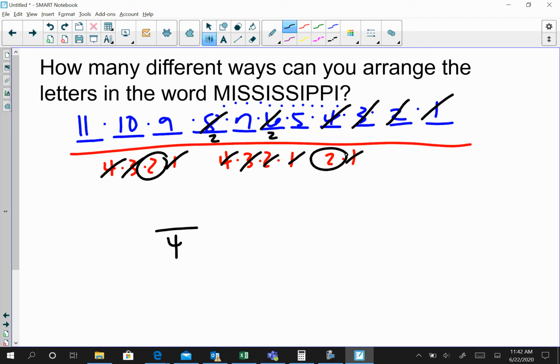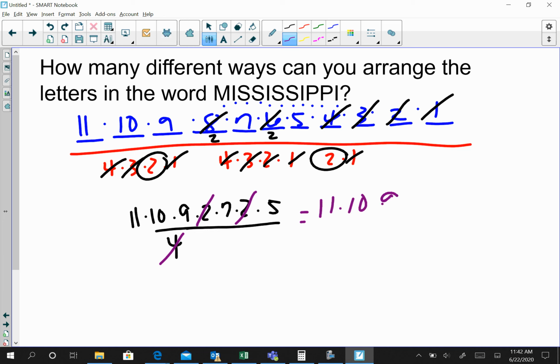On top, I have an 11. I have a 10, a 9, a 2 where the 8 was, a 7, a 2 where the 6 was, and a 5. So I could even cancel these out a little bit more. 2 times 2 is 4. So those cancel out. So now I just have 11 times 10 times 9 times 7 times 5. And I'll plug that in my calculator.